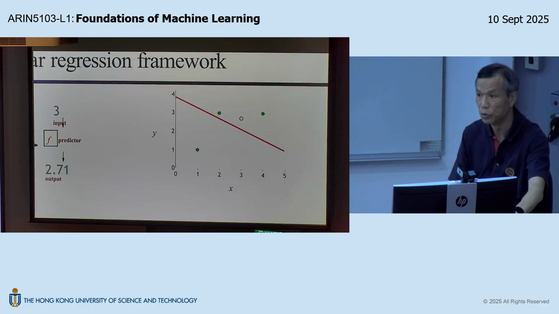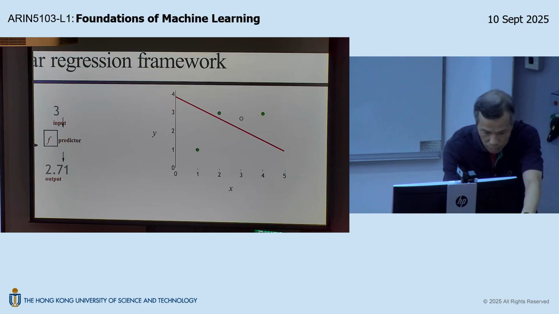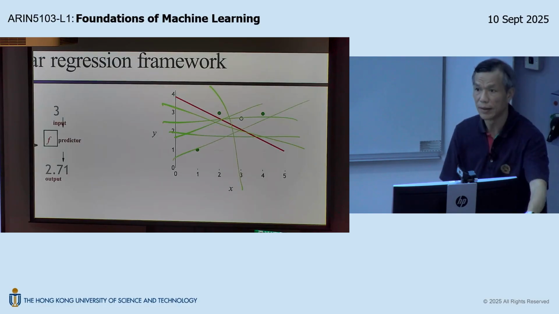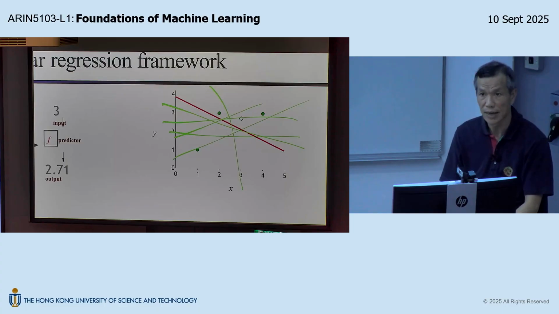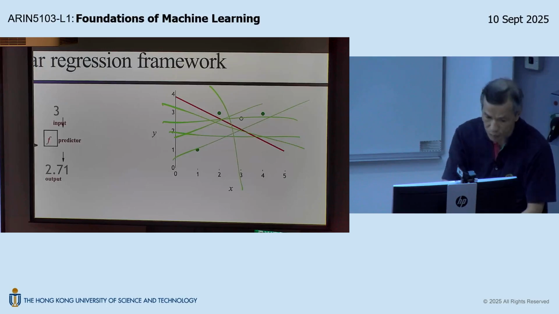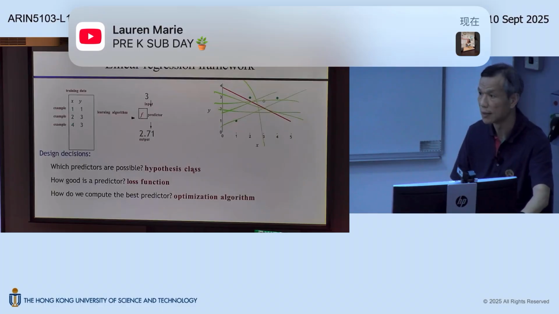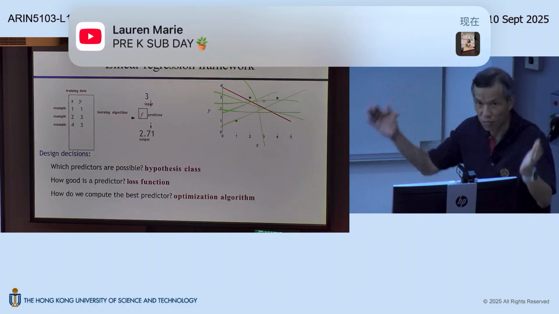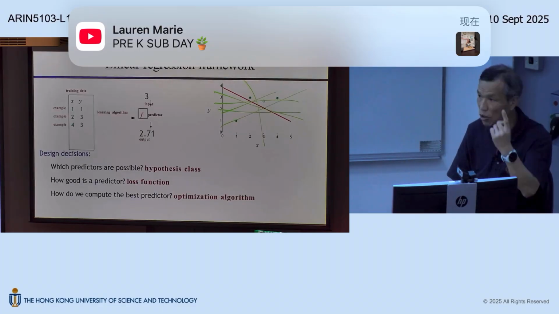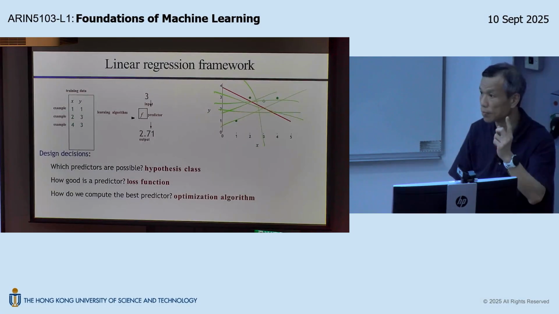Say for example, what other straight line can you use? You can use this straight line. Okay, you can use this one. In fact, there are an infinite number of straight lines you can use, but all these are straight lines. So this is what we mean by hypothesis class or model class. This is a class of models. This is not one single model, this is a class of models.